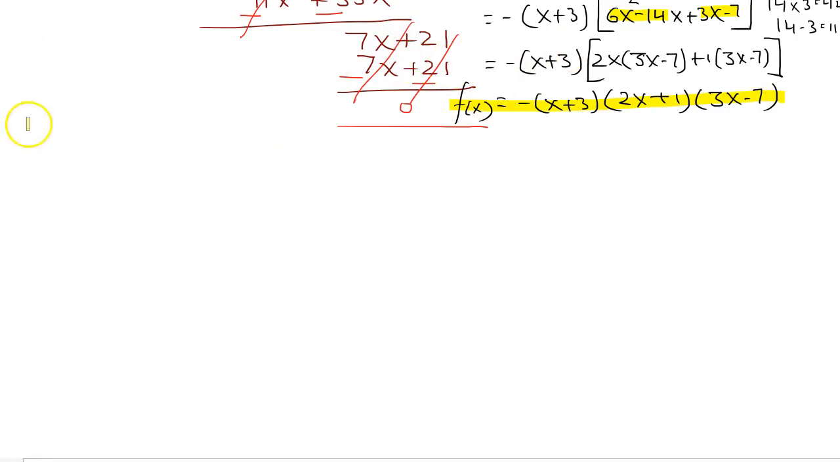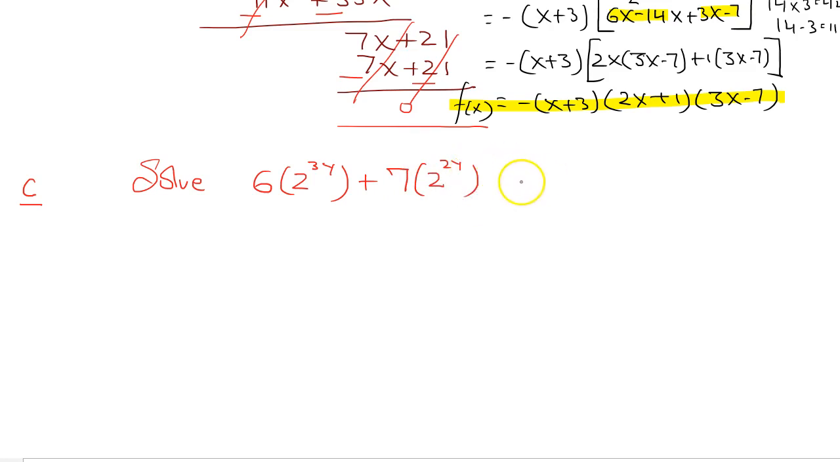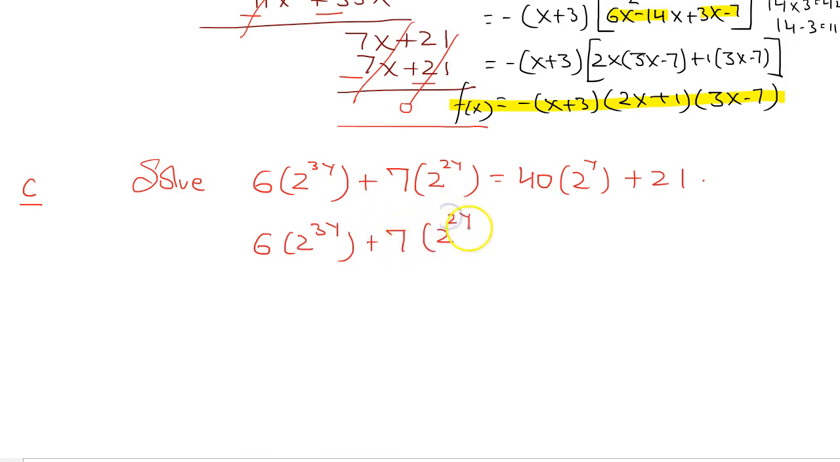Now part C: solve the equation 6 times 2 to the power 3y plus 7 times 2 to the power 2y is equal to 40 times 2 to the power y plus 21. This equation can be written as 6 times 2 to the power 3y plus 7 times 2 to the power 2y minus 40 times 2 to the power y minus 21 is equal to 0.